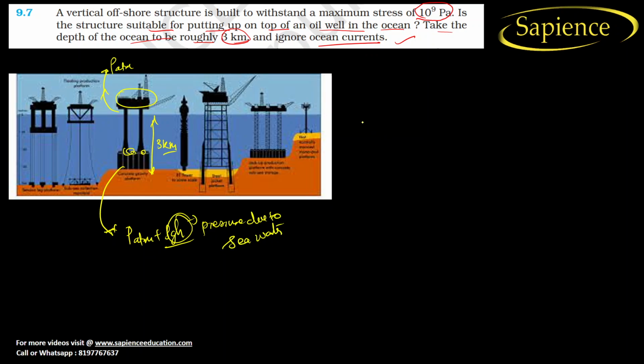Now the capability of the stand to take stress is 10 to the power 9 Pascal. It means the actual pressure should be less than 10 to the power 9 Pascal, then only it will be safe to install this. So atmospheric pressure plus rho g h must be less than or equal to 10 to the power 9 Pascal for safe installation.